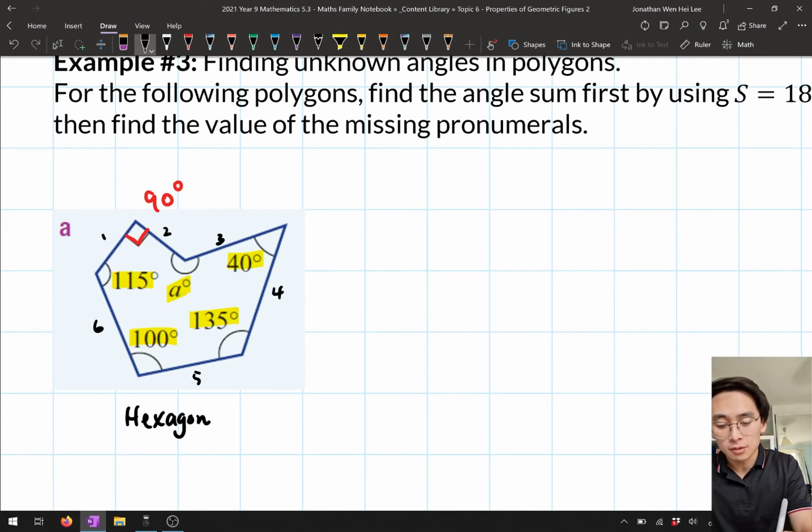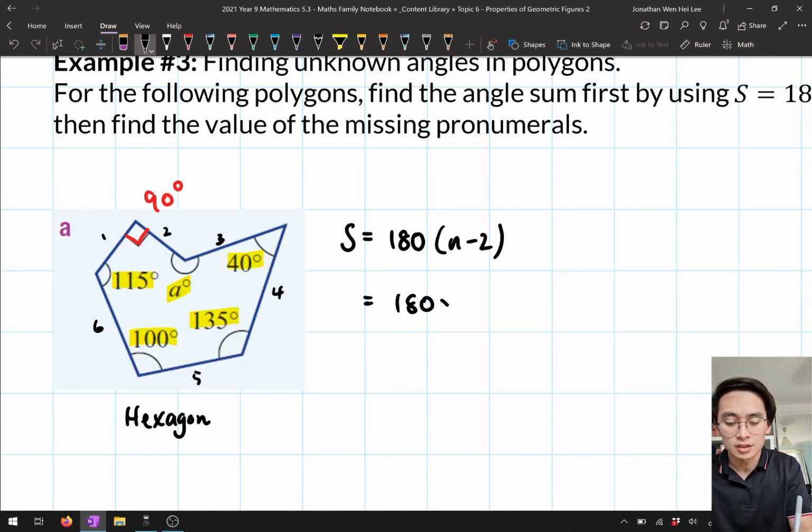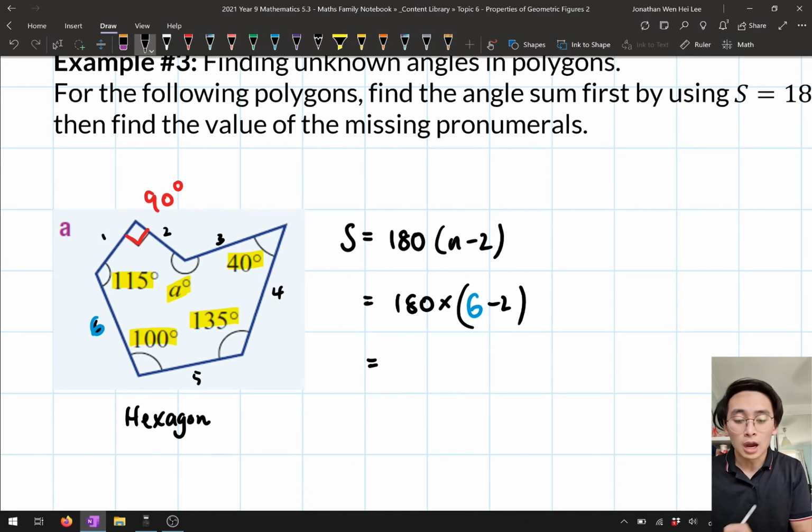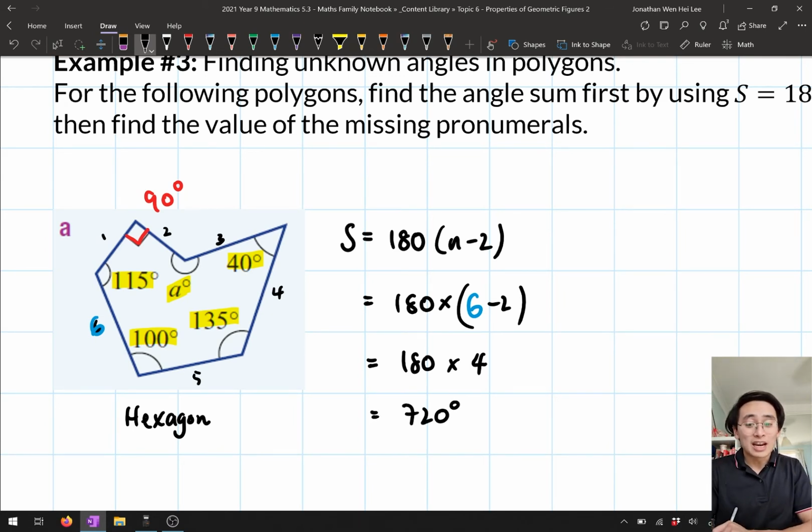So let's do that. The angle sum of a hexagon is going to be S is equal to 180 degrees times n minus 2. And so that's going to be 180 degrees times, well, we've got 6 sides in my hexagon, so 6 minus 2, and I need to put the brackets there. And so that's going to be 180 degrees times 4, which gives me 720 degrees. So what this tells me is when I add up all these angles, it's going to equal 720 degrees because this shape is a hexagon.